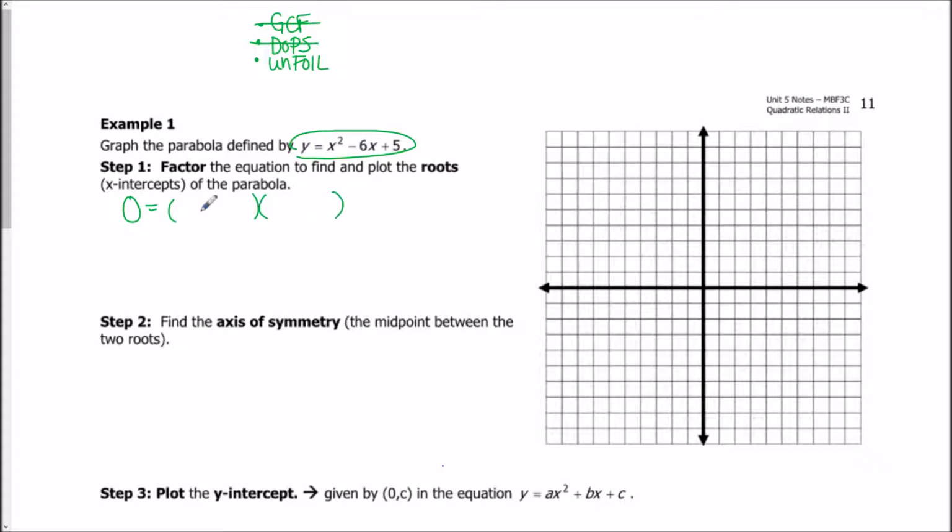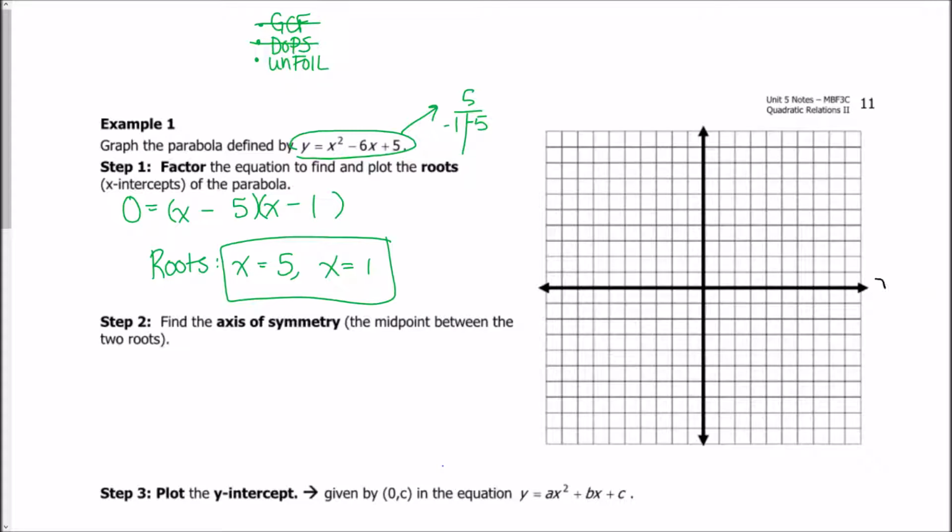So when I unfoil, I'm going to use x and x. And the numbers that multiply together to give me 5 are just 1 and 5. So I'll use a 5 here and a 1 here, and I can get both of them to give me negative 6 by adding if they're both negative. So that means that my roots are going to occur at x equals 5 and x equals 1. Okay? So let's go ahead and set up our axis right here. I don't know how I need to space out my y-axis yet, but I do know how I want to space out my x-axis because I've got my roots here.